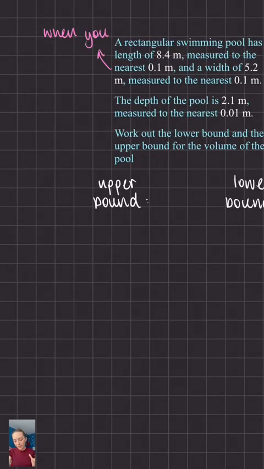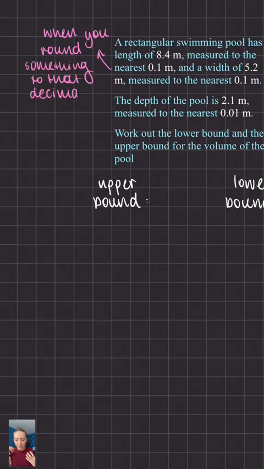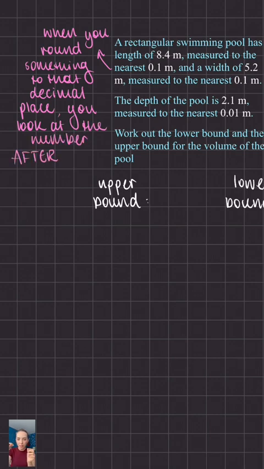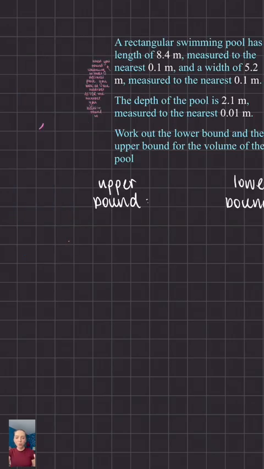Then we are asked to work out the lower bound and the upper bound for the volume of the swimming pool. Now, the first thing before we even begin answering this question is you have to think about what actually happens when you round something to a particular decimal place. If you're rounding a number to 2 decimal places, you look at the third decimal place to determine whether you round up or down in the second decimal place. For example, if you are rounding 1150 to 2 significant figures, you will look at the 5, which is the third significant figure, and from that you determine that to 2 significant figures the number is going to be 1200.